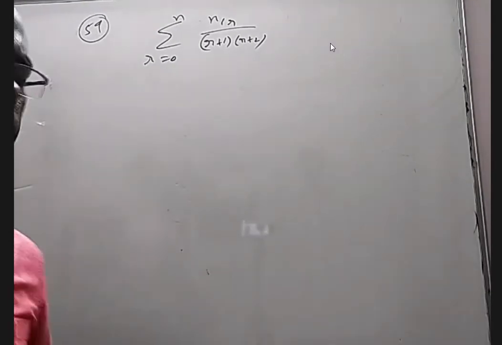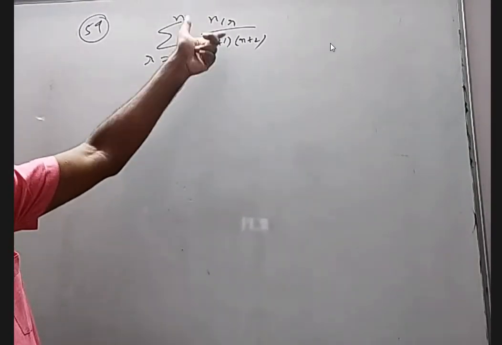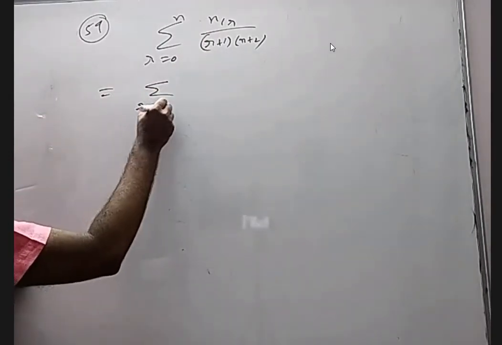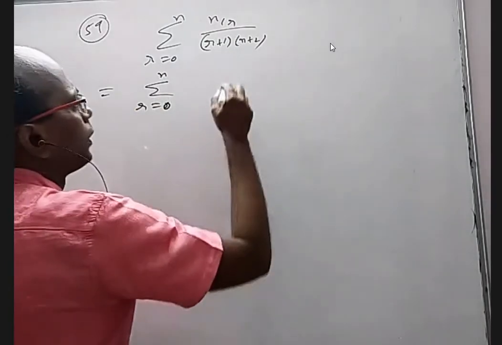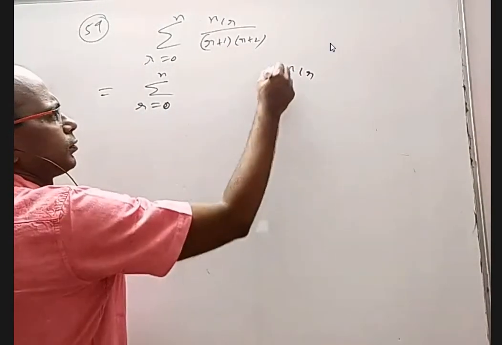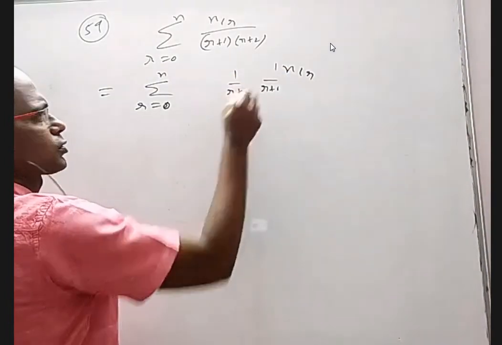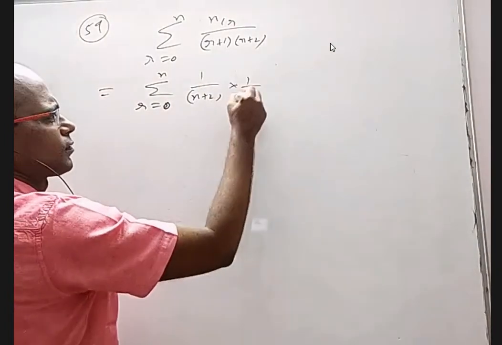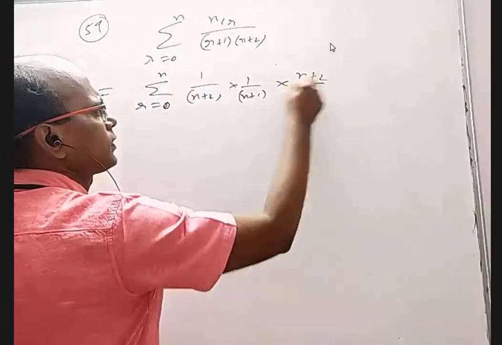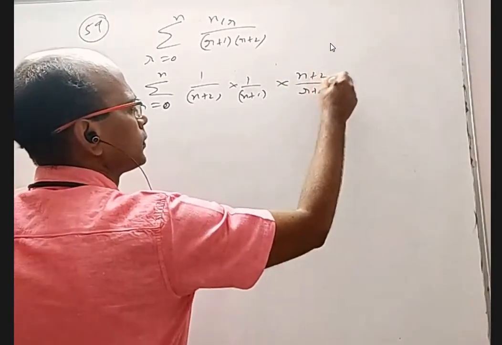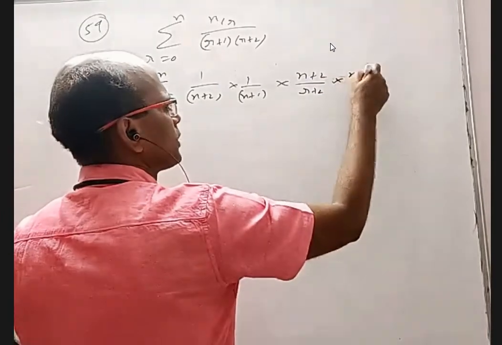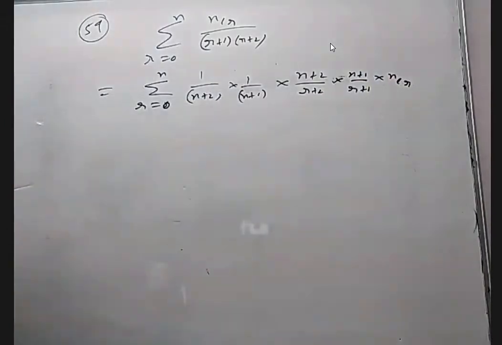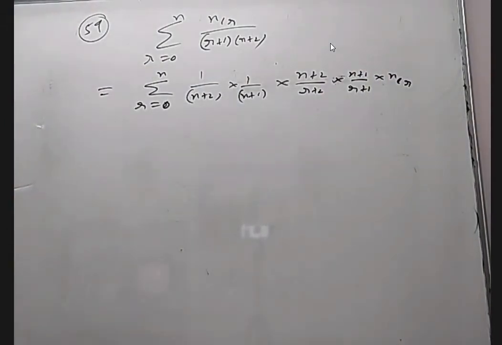You put r equal to 0, you will get nC0 by 1 into 2, r equal to 1, nC1 by 2 into 3, and so on. Okay, we'll do by integration and also this way. nCr, 1 by r plus 1 and 1 by r plus 2 is the question. So what I will do, I will divide with n plus 2, divide with n plus 1, and also multiply with n plus 2 and multiply with n plus 1 into nCr. You know what to do next.